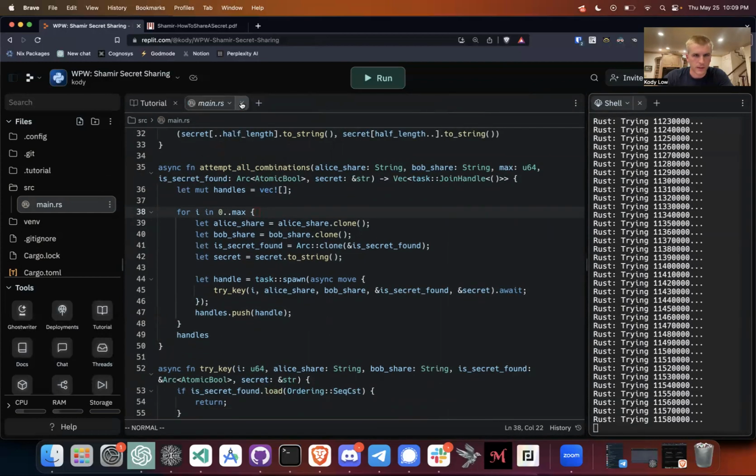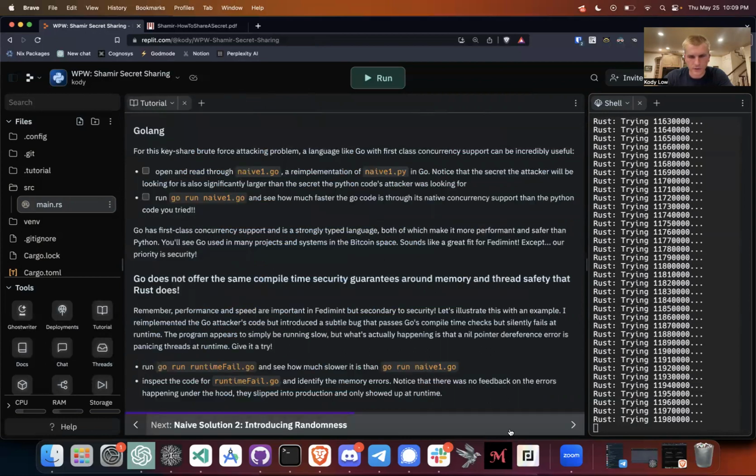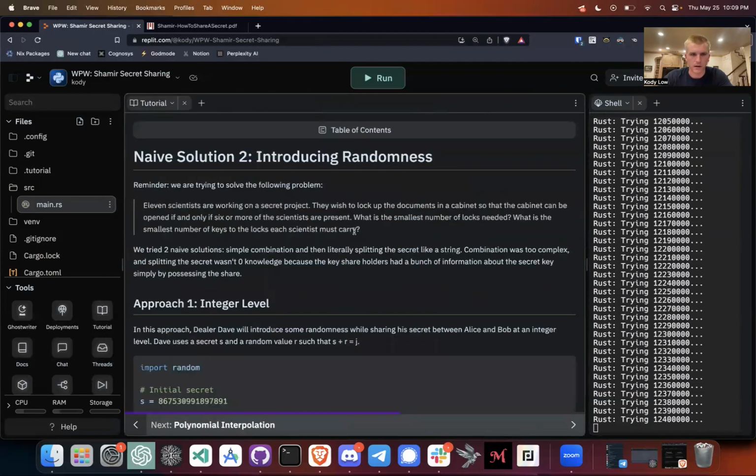So then I go back here. Let's go back to solving this problem. We've got 11 scientists working on the secret project. We want to make a 6 of 11 threshold signature with these guys. We tried 2 naive solutions: the simple combination and then literally splitting the secret. The combination was too complex. Splitting the secret wasn't zero knowledge.